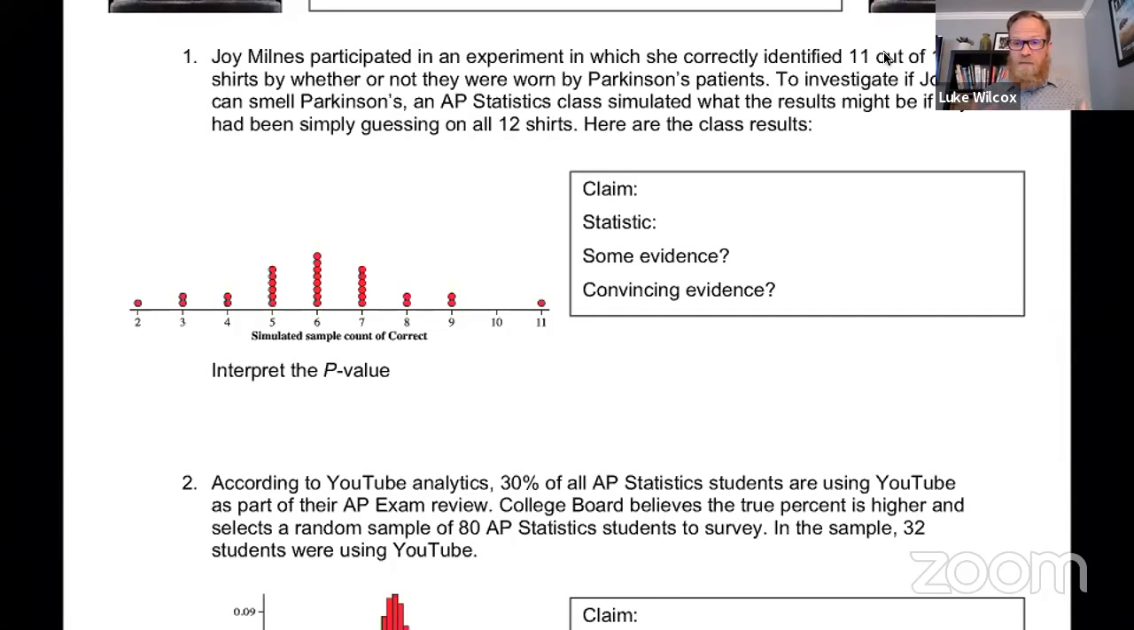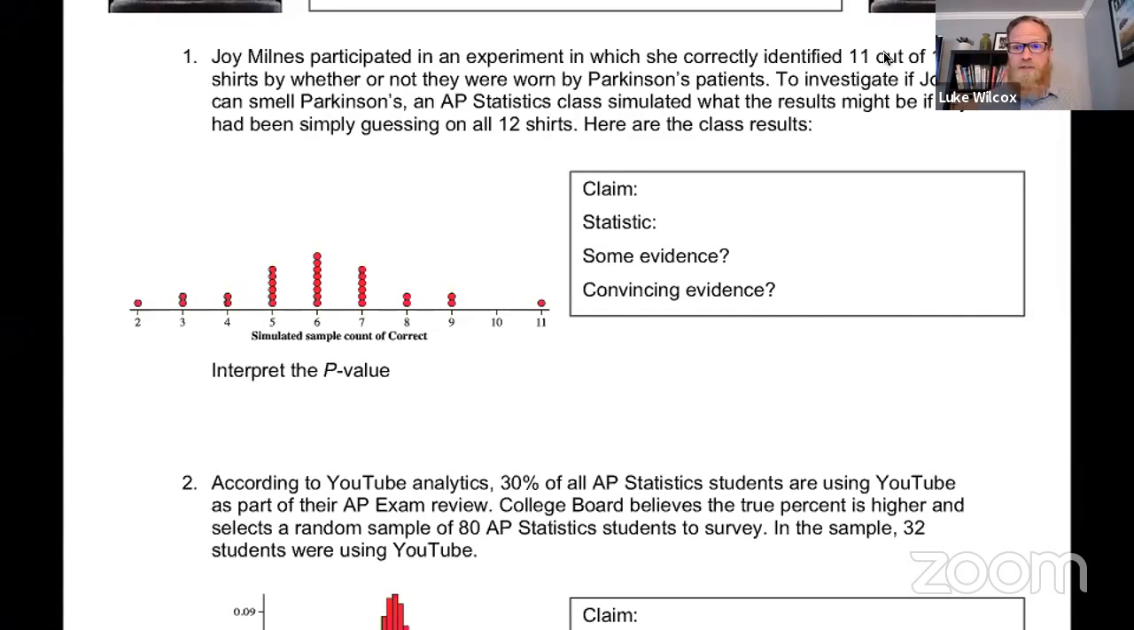Joy Milnes claimed that she could smell Parkinson's. So experimenters set up an experiment with 12 t-shirts, half of which had been worn by Parkinson's patients, half of which had not. Then they gave the shirts to Joy, she smelled them, and she tried to identify whether they had been worn by a Parkinson's patient or not. It turns out that out of the 12 shirts, Joy was able to correctly identify 11 of them.